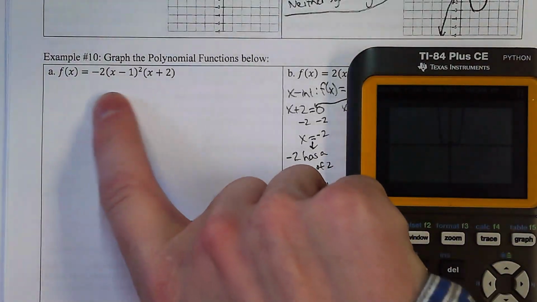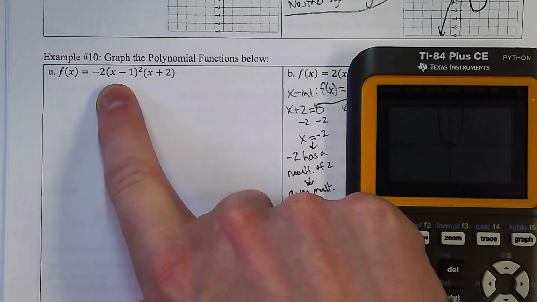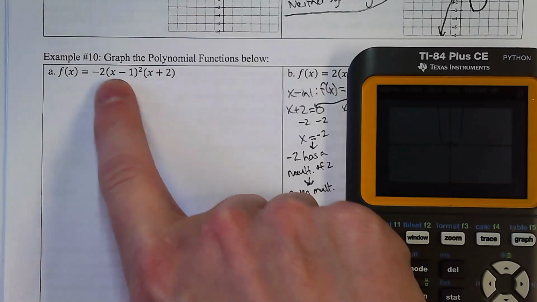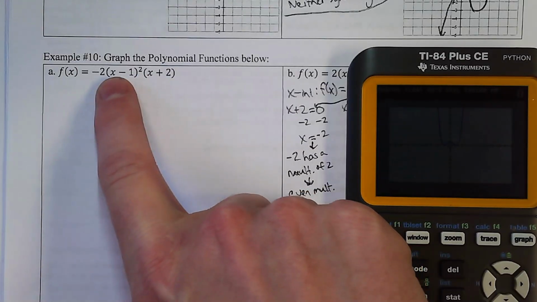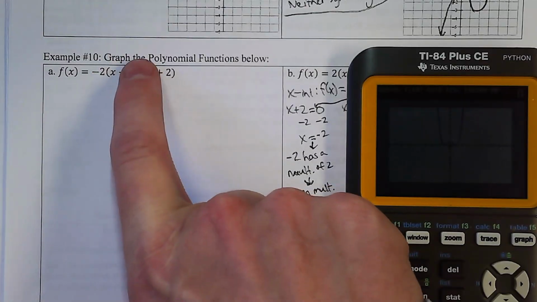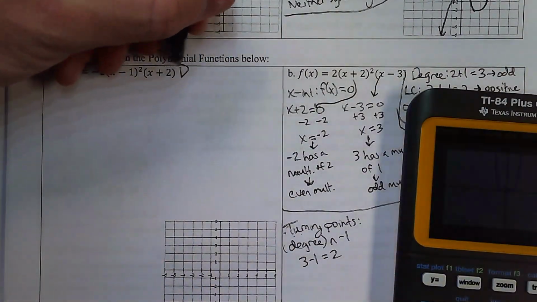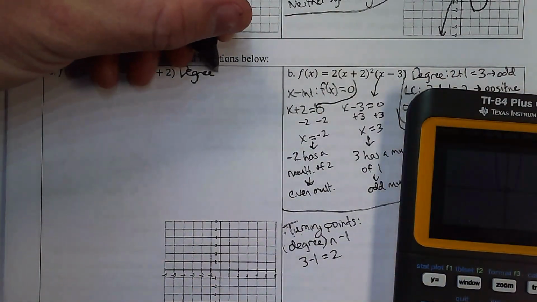This one, let's look at this. Do y'all know what the degree of this would be? I'm too lazy to multiply this out. I'm not gonna multiply it out. It's 2 from this and 1 from this. So the degree would be what? What do I do with the powers? 3. So the degree is 3.